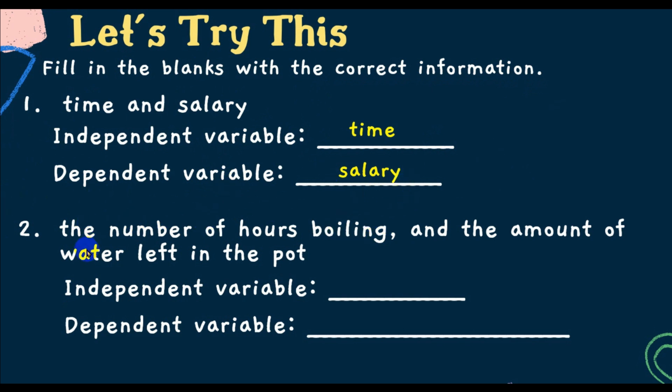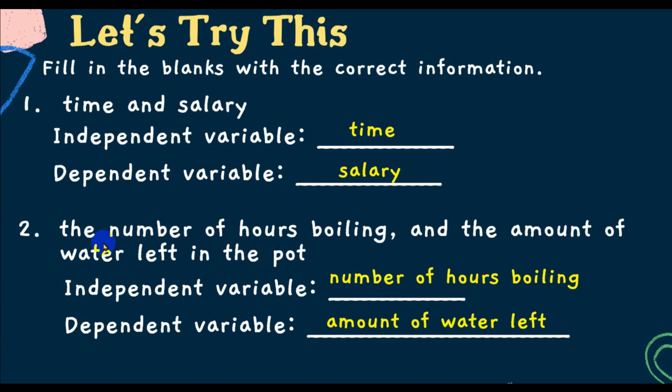Okay po? So next, the number of hours boiling and the amount of water left in the pot. Which one is the independent and the dependent variable? So for the independent variable, it is the number of hours the water is boiling. And kung matagal nagpapakulo ng tubig, mas maunti yung maiiwang tubig doon sa ating lalagyan. Kasi nag-evaporate po yung water, di po ba? So the independent variable again is the number of hours boiling and the dependent variable is the amount water left.